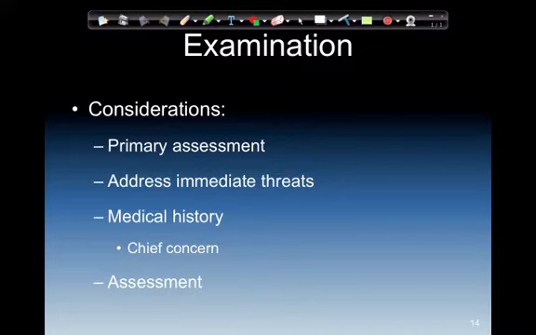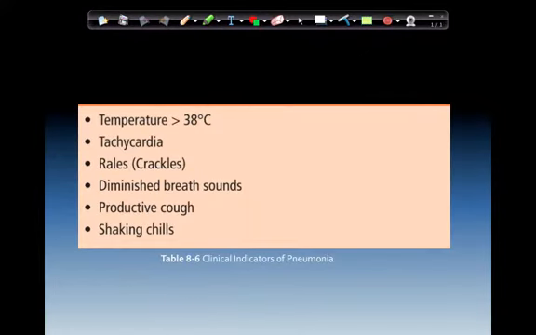Examination considerations, primary assessment, address any immediate threats of the ABCs, obtain a medical history, see what their chief concerns are. Assessment, if they have inadequate breath sounds or adventitious breath sounds or rales, please make note. Find the clinical indications. Table 8.6, clinical indicators of pneumonia. Temperature greater than 38 degrees Celsius, which is about 100.4. Tachycardia, rales and crackles, diminished breath sounds, productive cough, shaking and chills.